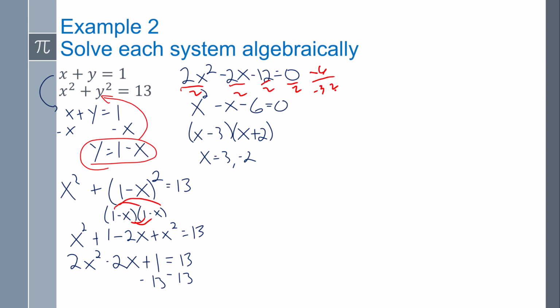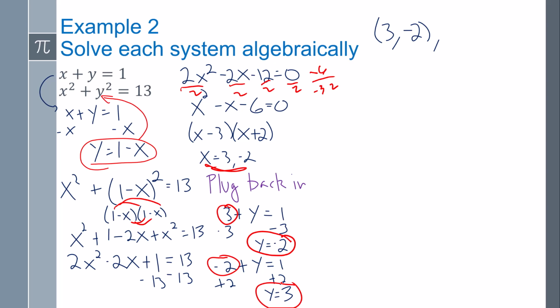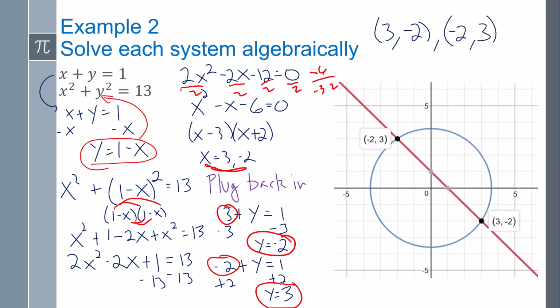Now we just need to find the y. This is the hard part, right? We just did the hard part right here. Now we just need to plug it back in, the easy part. So if I plug in 3 and I plug in negative 2, subtract 3 on both sides, I get y equals negative 2. For that negative 2, add 2 to both sides, I get y equals 3. So when my x is 3, my y is negative 2. And when my x is 2, my y is positive 3. Let's look at that visually. See, we found these points here where they intersect.